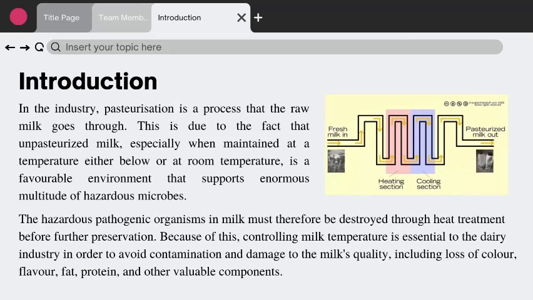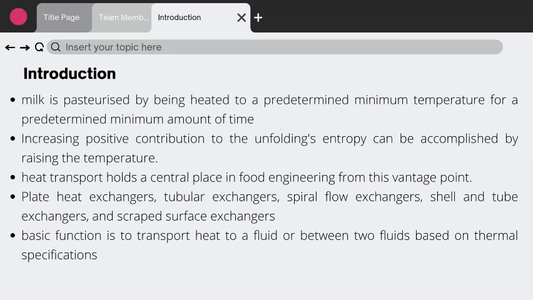Because of this, controlling milk temperature is essential to the dairy industry in order to avoid contamination and damage to the milk's quality, including loss of color, flavor, fat, protein, and other valuable components. Milk is pasteurized by being heated to a predetermined minimum temperature for a predetermined minimum amount of time. Increasing positive contribution to the unfolding entropy can be accomplished by raising the temperature.